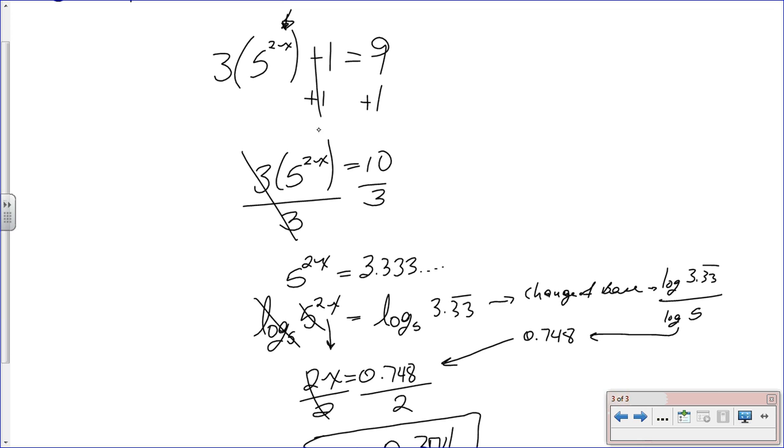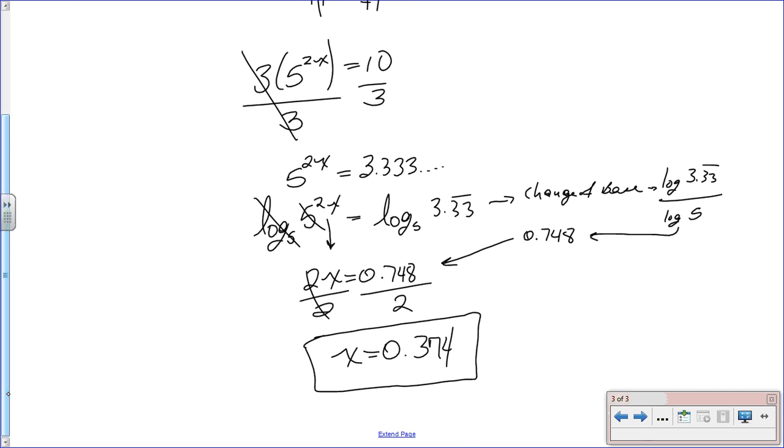So we're just simply solving for x. We added 1 to both sides to get rid of the negative 1 on this side. So that's 3 times 5 raised to 2x equals 10. Divide both sides by 3. 5 raised to 2x equals 3.33 repeating. Take the log base 5 of both sides, because whatever you do to one side, you have to do to the other. So log base 5 of 5 raised to 2x is just 2x. So log base 5 of 3.33, you got to do change of base, and that gives you 0.748. Plug that back in over here. Divide both sides by 2 to get your final answer.